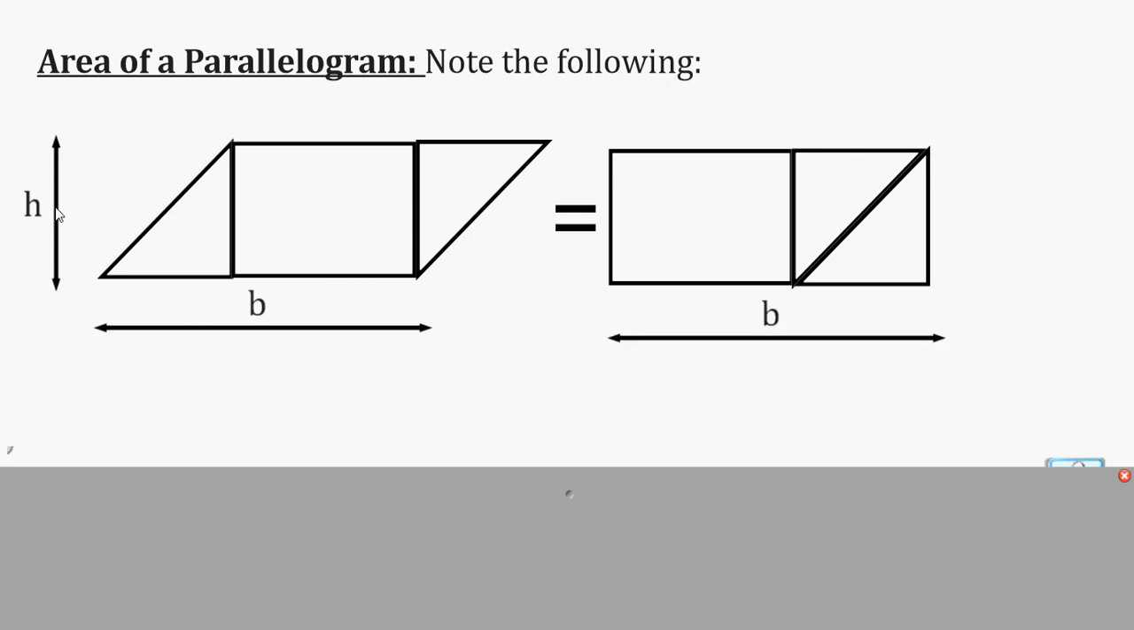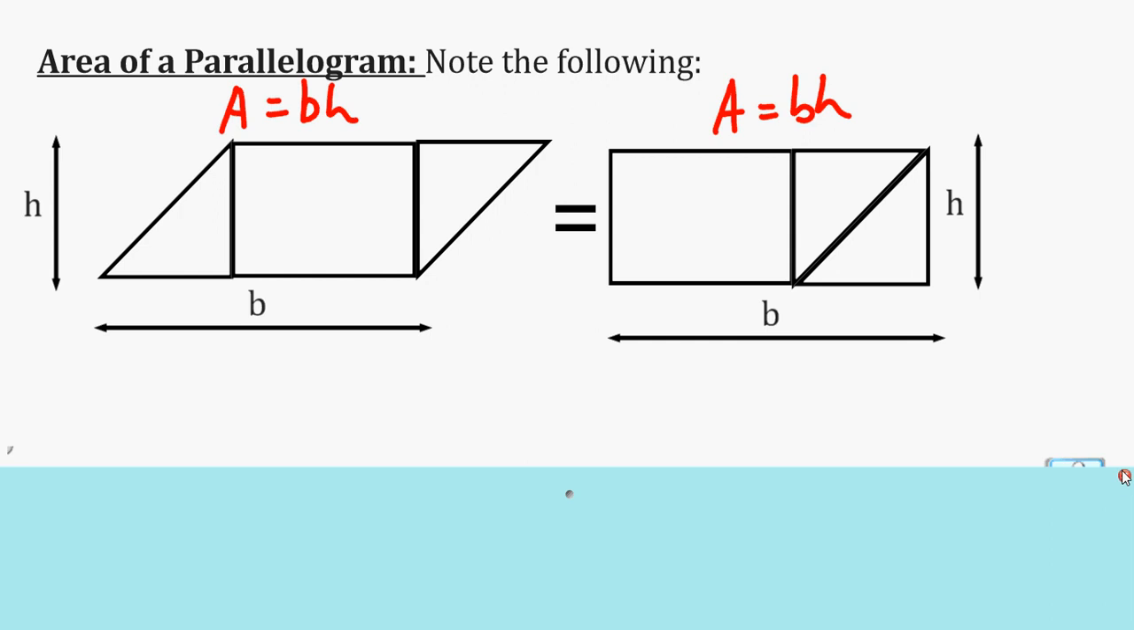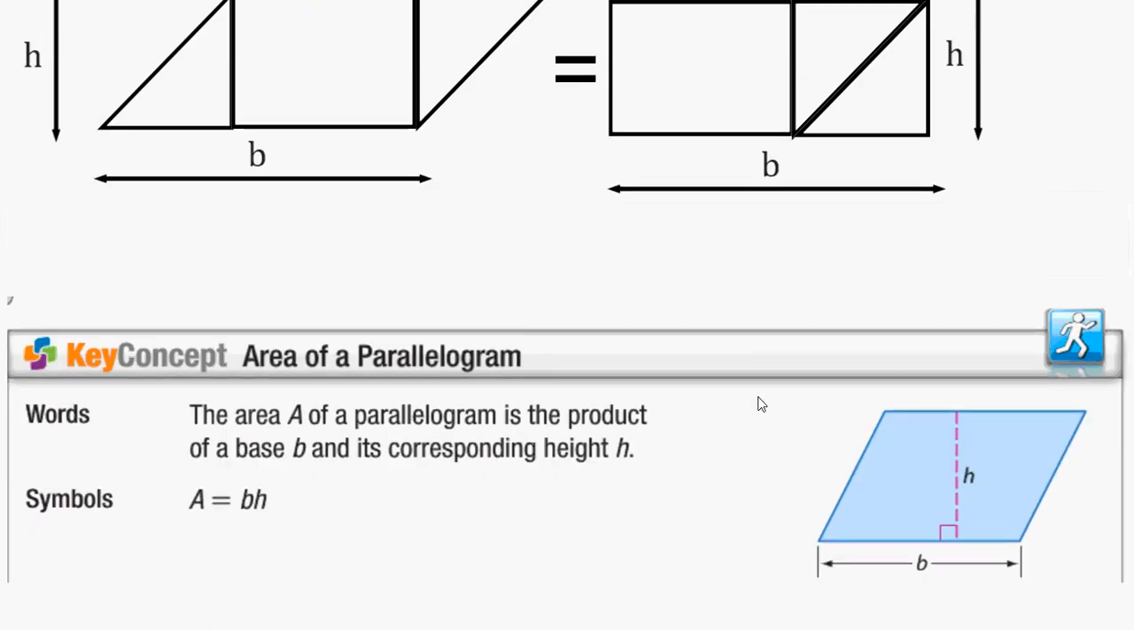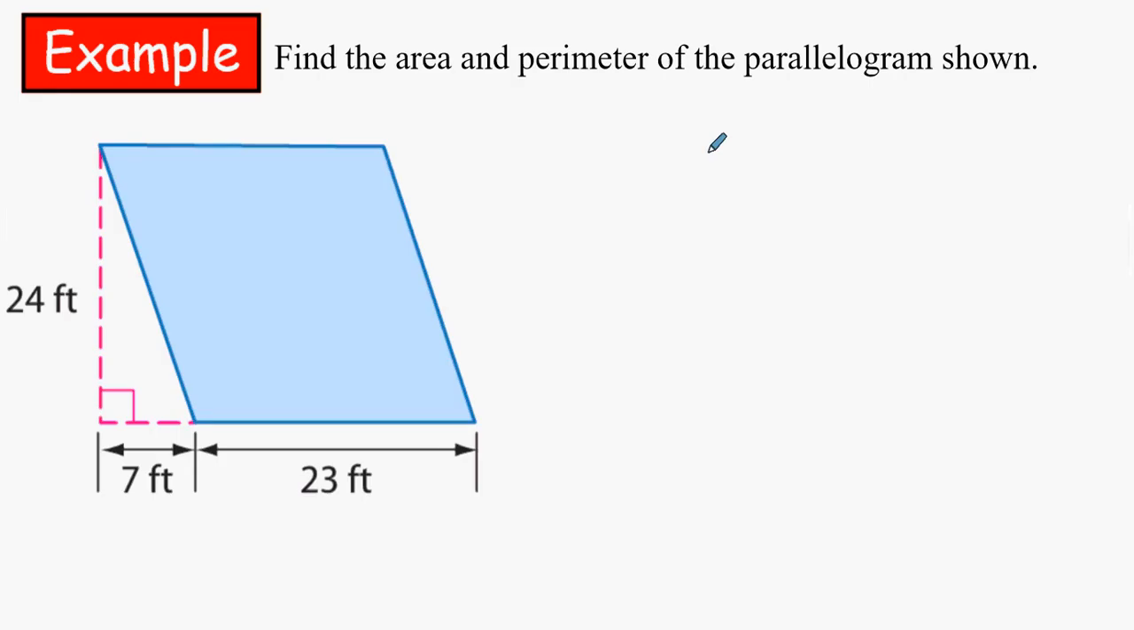The base of that rectangle and the height of that rectangle are the exact same as the parallelogram. So the height and the base have not changed. The area of this rectangle we know is base times height. That means that the area of the parallelogram also needs to be base times height because it's made up of the same shapes. So the area of a parallelogram is base times height. And now you see where it comes from. It comes from rearranging a rectangle and two triangles into a bigger rectangle.